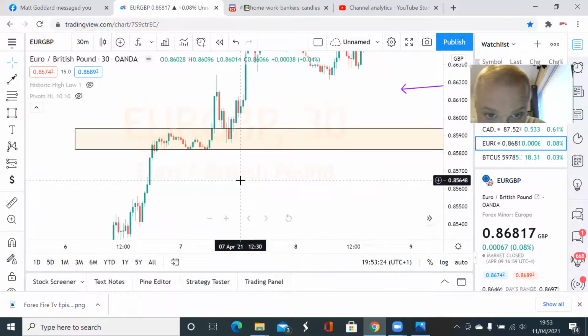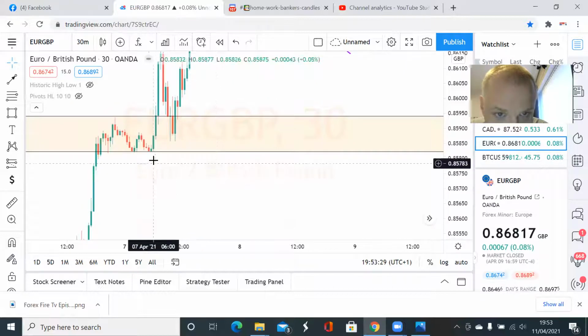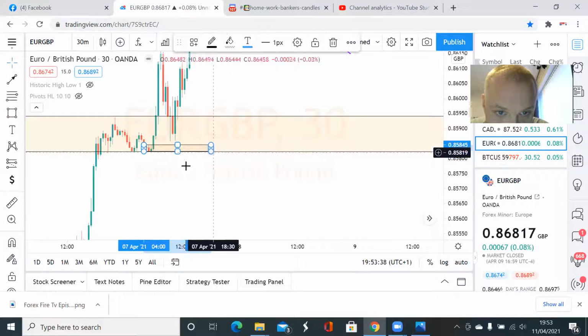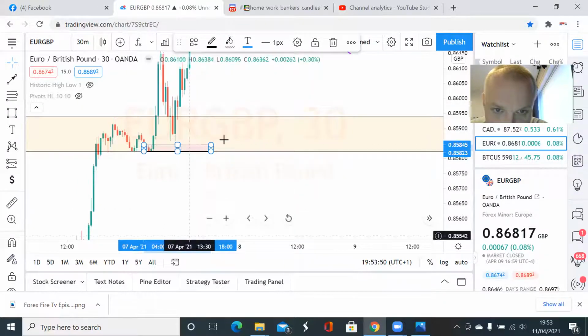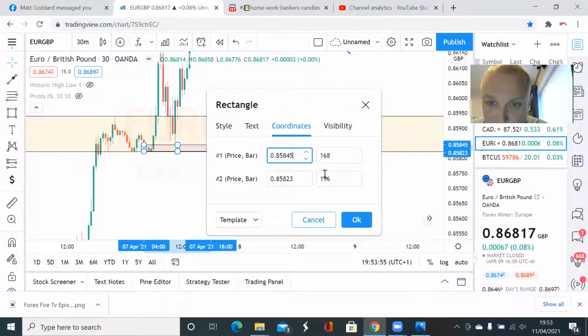Again, we're going to make this a different color, and hopefully you're following along with this. So let's take a look. We've got the last down before the up, and as you can see, we've pushed out. The price has come back, but it hasn't mitigated this area. So we'll make this one purple. And obviously we want to move this along to 1500.